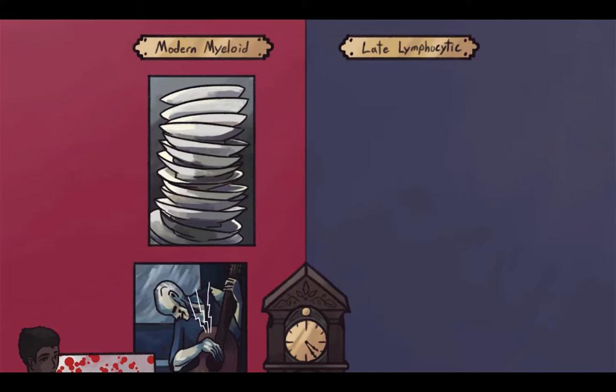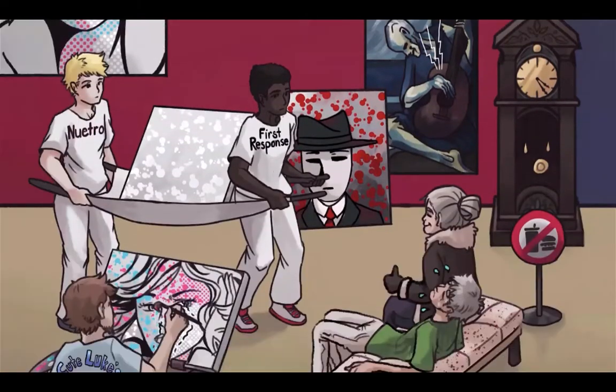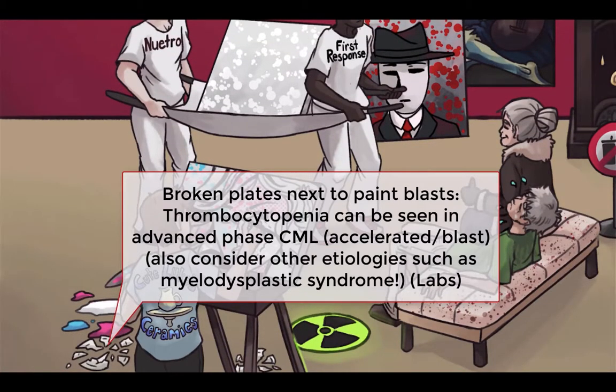Keep in mind, though, that platelet counts can be normal. Low platelet counts, or thrombocytopenia, may be seen in advanced phase CML, but are not typically seen in chronic phase. In fact, if thrombocytopenia is present at diagnosis, consider etiologies other than CML, such as a myelodysplastic syndrome.